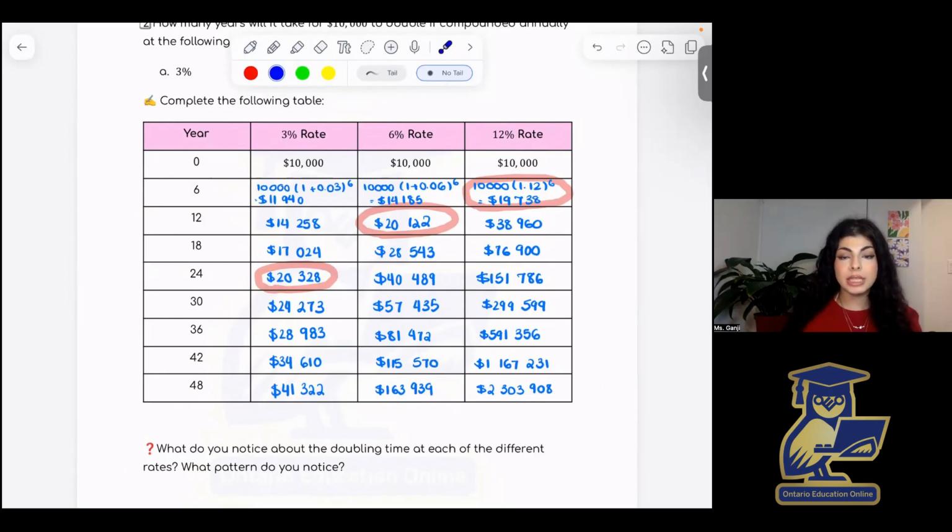And it's just interesting to see also when you are comparing rates, a lot of financial institutions do offer comparisons for you to see what your investment will look like at each different rate that you invest.